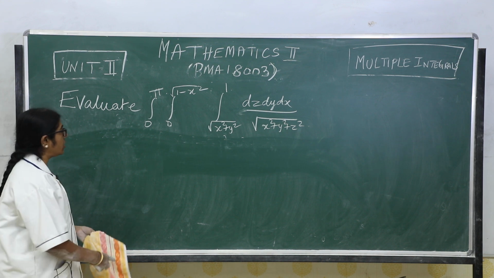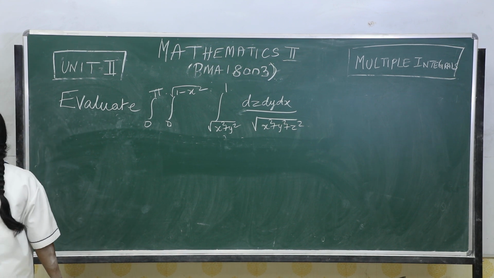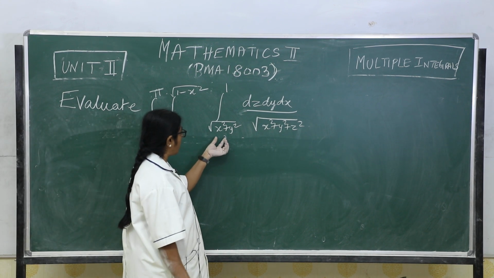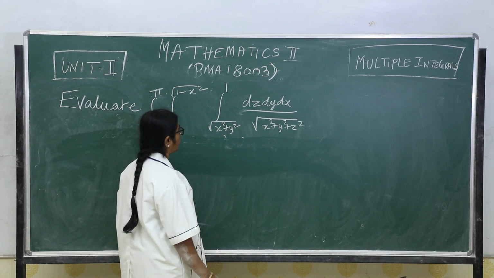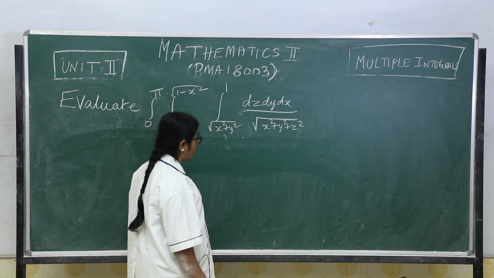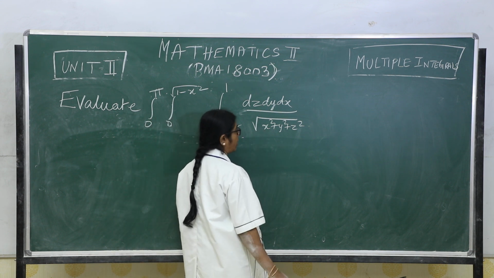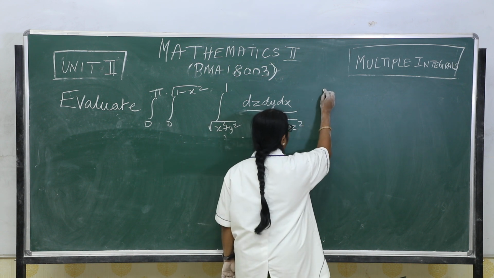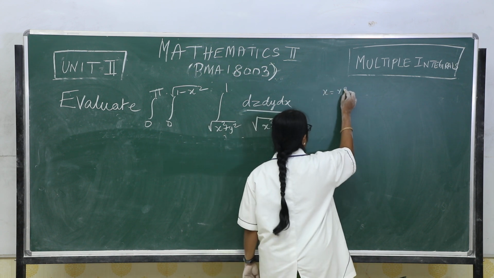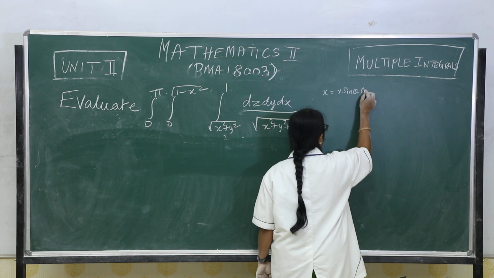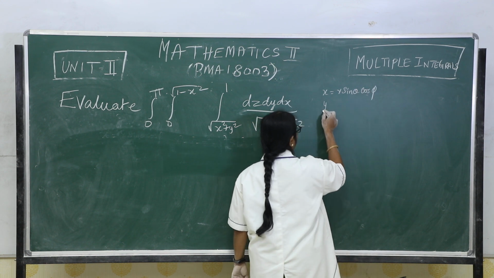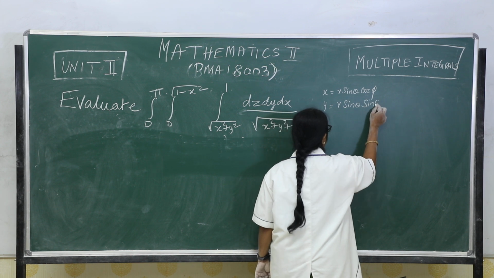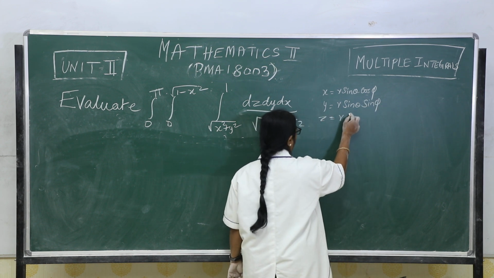Evaluate the integral from 0 to pi, 0 to root of 1 minus x squared, root of x squared plus y squared to 1, dz dy dx of 1 over the square root of x squared plus y squared plus z squared. Make a transformation: put x equal to r sin theta cos phi, y equal to r sin theta sin phi, and z equal to r cos theta.